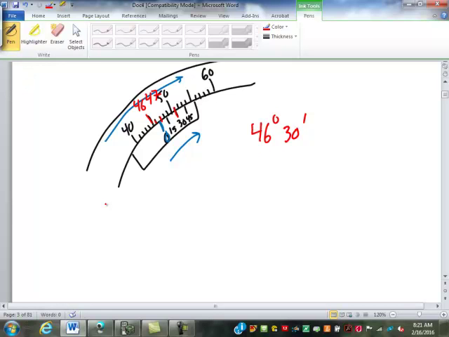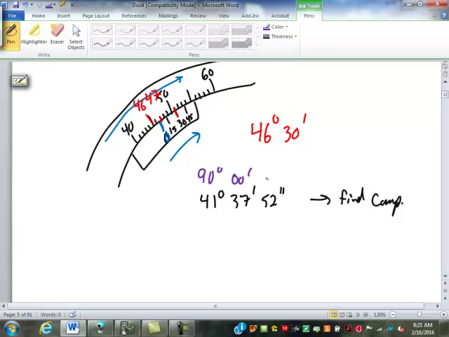Well, we are slightly out of time. So what I'm going to have you guys do, by the way, you remember what complementary and supplementary mean, right? Complementary means to add to 90, supplementary means to add to 180. So if I give you an angle like 41 degrees, 37 minutes, 52 seconds, and I ask you to find the complement, what are you going to do? Yeah, 90 degrees, 0 minutes, 0 seconds, and you're going to subtract, which is going to give you 48 degrees, 22 minutes, and 8 seconds.